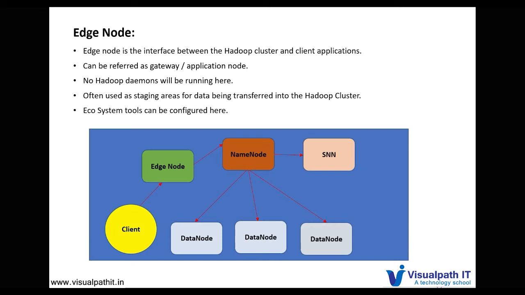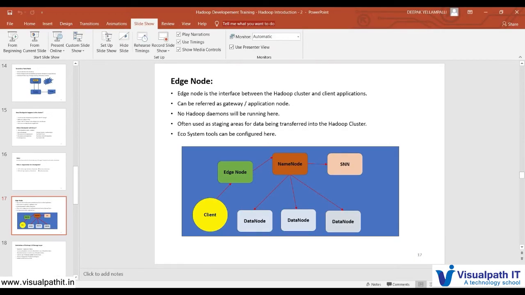If you want to transfer data from your test environment to production environment, we can use the edge node as a storage area. We can store it in the edge node and then transfer. Ecosystem tools can also be configured here. So let us see what an edge node is.